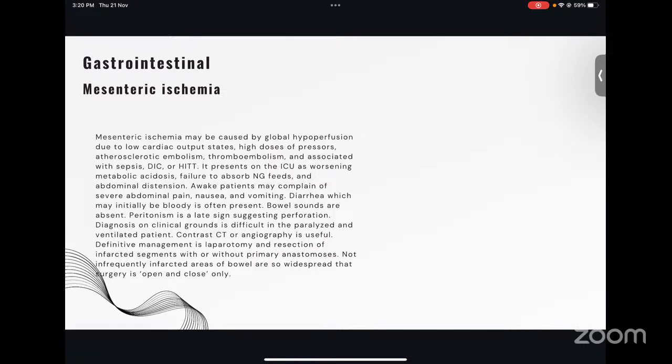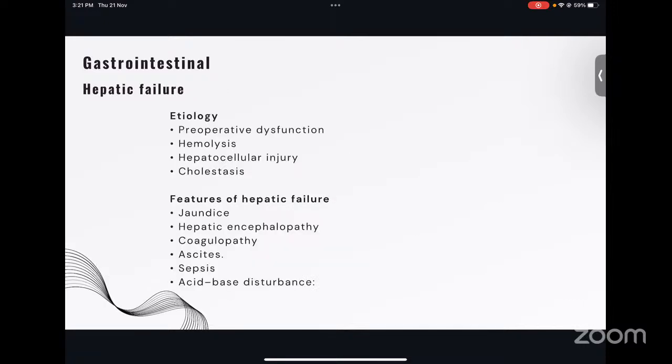An awake patient may complain of severe abdominal pain, nausea, and vomiting, and diarrhea, which initially seems like bloody diarrhea. Diagnosis on clinical grounds is difficult in ventilated patients, but contrast CT or angiography is useful. The definitive management of mesenteric ischemia is laparotomy and resection of the infarcted segment.